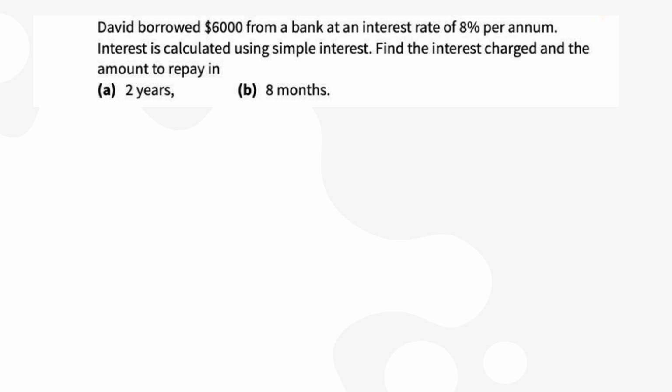Right, let's start off by doing a basic question. Let's look at the question. So you have this person David, and he borrowed 6,000 from a bank and the bank charged him an interest rate of 8% per annum.